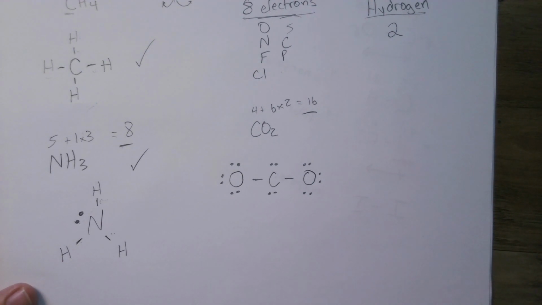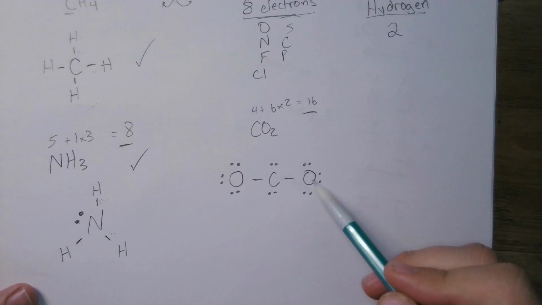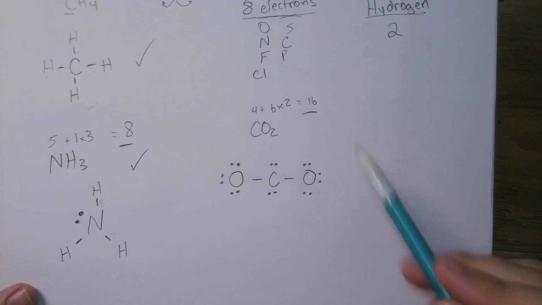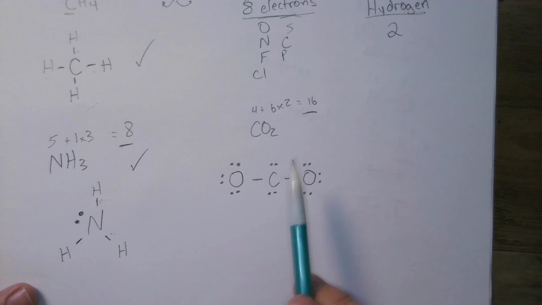So that's your steps, right? In the middle, carbon atom. Draw a line to every other atom. Add lone pairs until everything is happy. Then we verify to make sure we only use 16 electrons in our drawing.